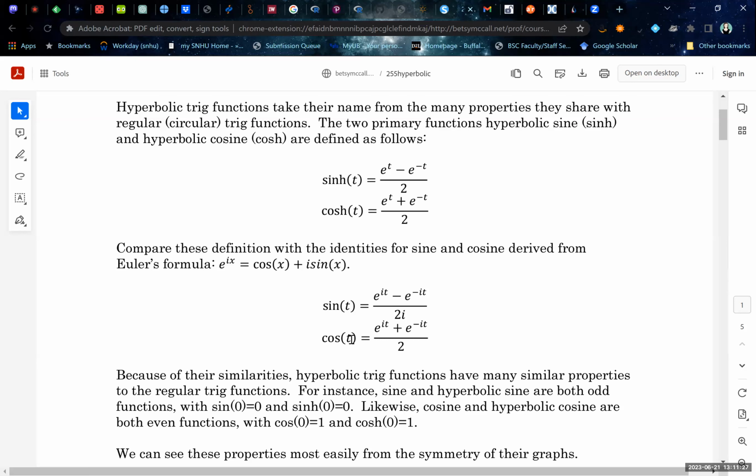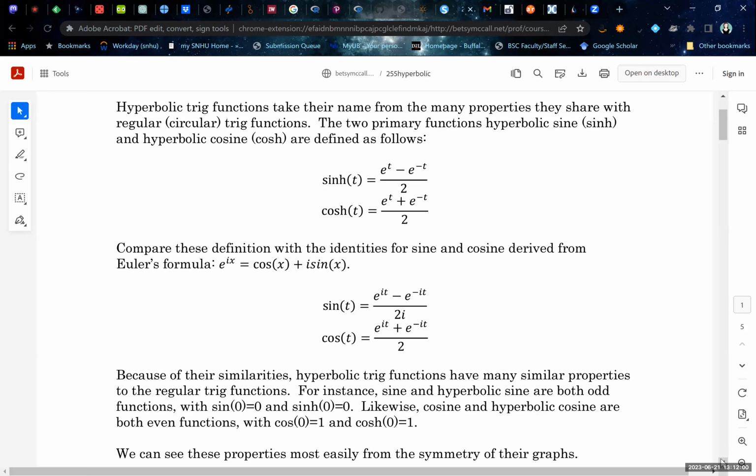And so you can use your knowledge of the regular trig functions to help you with remembering the hyperbolic trig functions. There's just a couple of places where the graphs or the properties are different, and we'll go through those. But sine and hyperbolic sine are both odd functions. Cosine and hyperbolic cosine are both even functions.